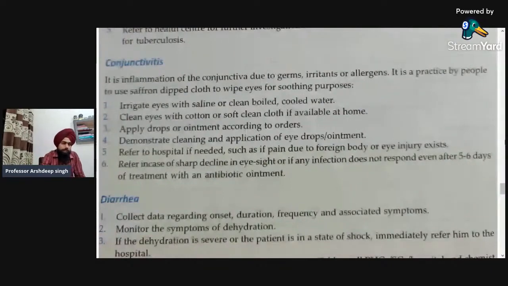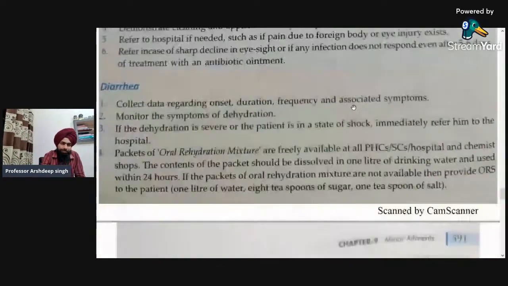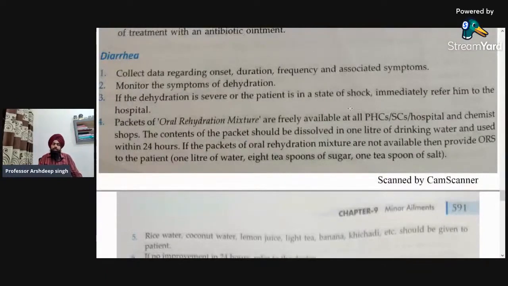Okay. Next is diarrhea, and it is one of the major causes of death in children; lakhs of children in India die just due to diarrhea. So collect data regarding onset, duration, frequency, and associated symptoms. Assess the person for the presence of diarrhea, its frequency, duration, and for how long it has been affecting the patient. Next, monitor the symptoms of dehydration.